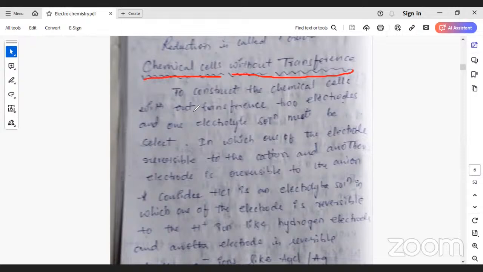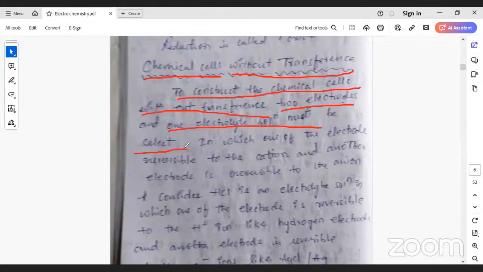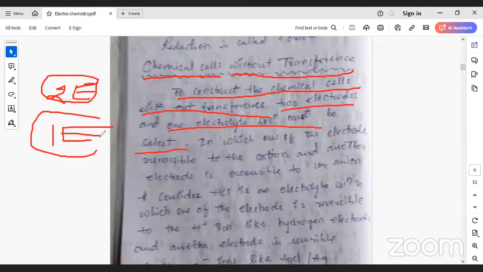Right. So what we are going to take care of is to construct the chemical cells without transference. For chemical cells without transference, two electrodes and one electrolyte must be selected. What we have to select means two electrodes, right? Two electrodes and one electrolyte must be selected.